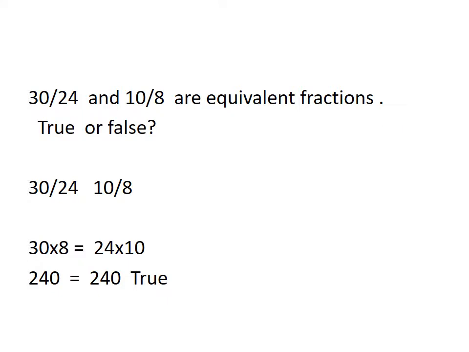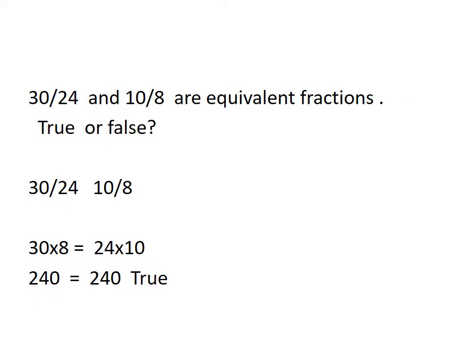Now children, we will learn how to find out the equivalent fractions. First of all, you write down the fractions 30 upon 24 and 10 upon 8 and do the cross multiplication. 30 multiplied by 8 and 24 multiplied by 10. 30 multiplied by 8 is equal to 240 and 24 multiplied by 10 is equal to 240. Both the sides will get the same answer. That's why fractions are equivalent.